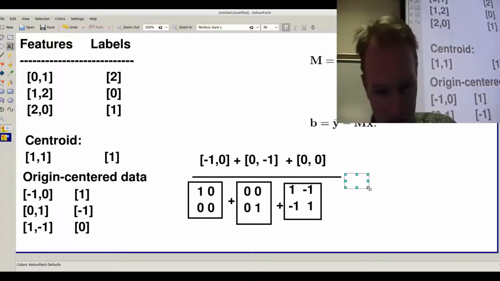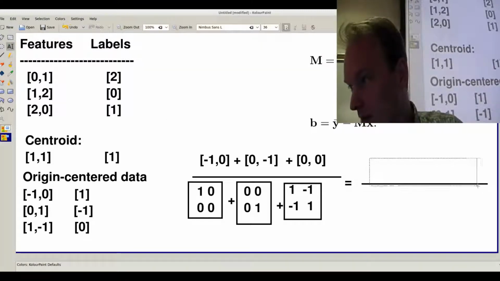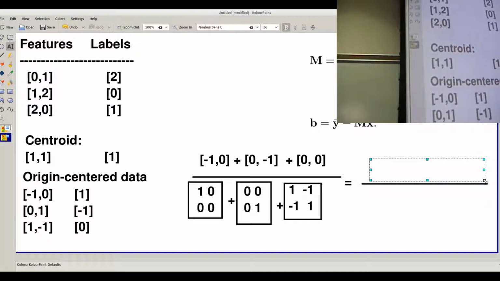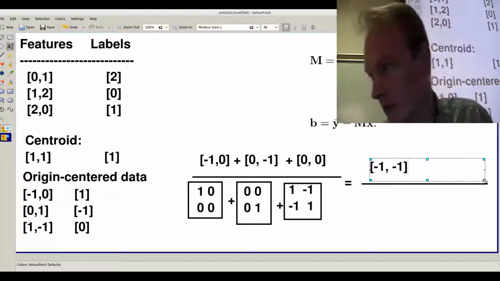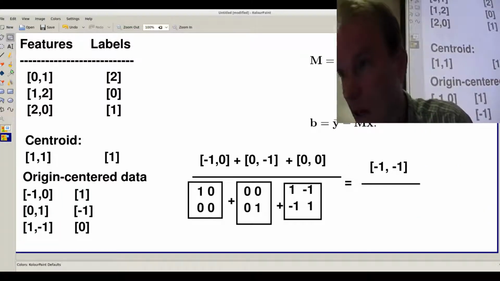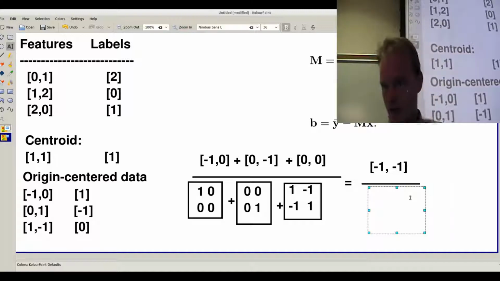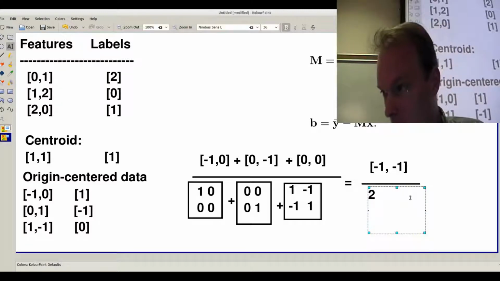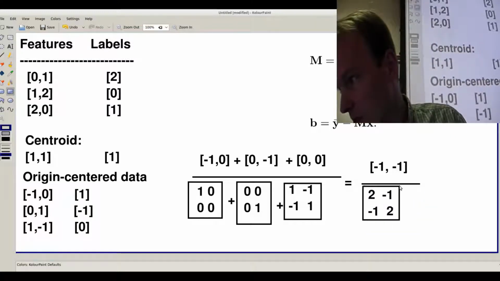Now I'm going to claim that this is all equal to some fraction. That fraction is going to be, what is the sum of these 3 vectors? Minus 1 and minus 1. So we've got a minus 1 comma minus 1 vector on the top. It's a little bigger than we need. And on the bottom we get the sum of those 3 matrices. What's that going to be? I'm getting a 2 here, minus 1 there, minus 1 here, and 2. Right? Draw another box just so we got that.